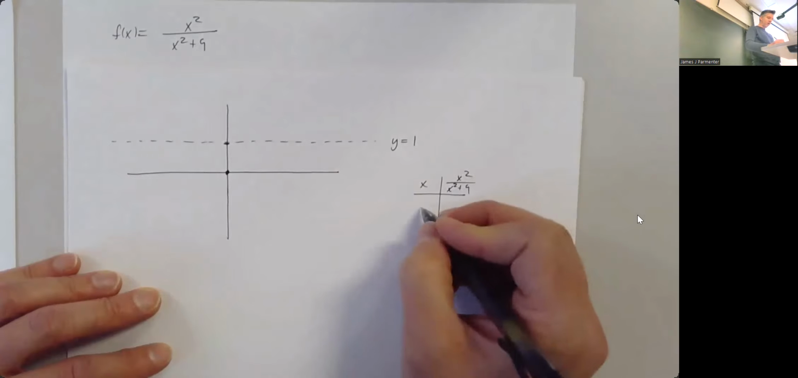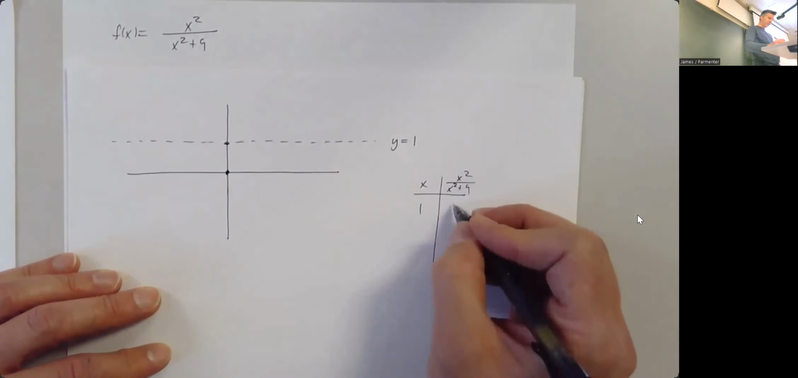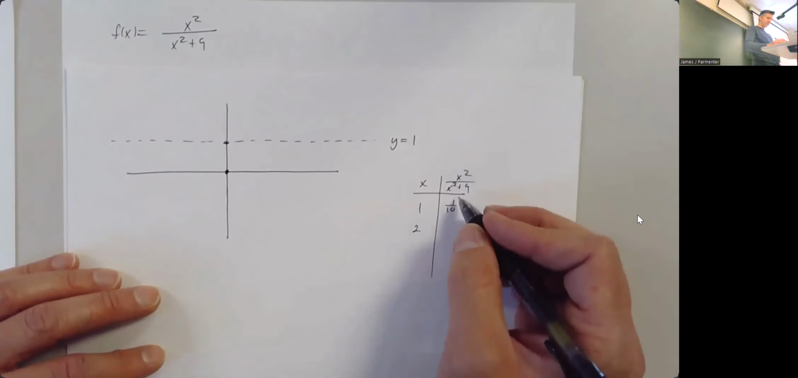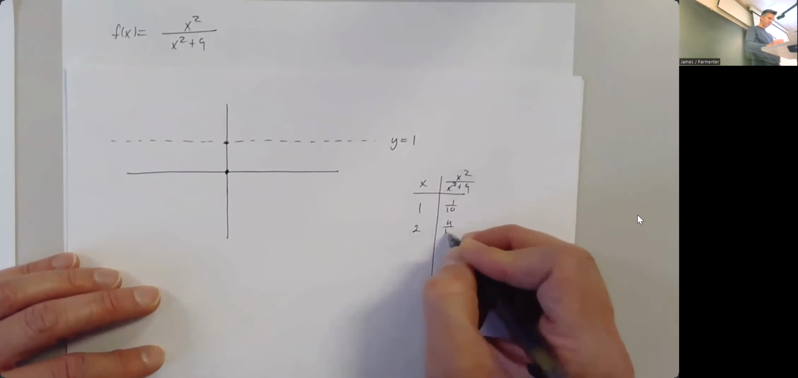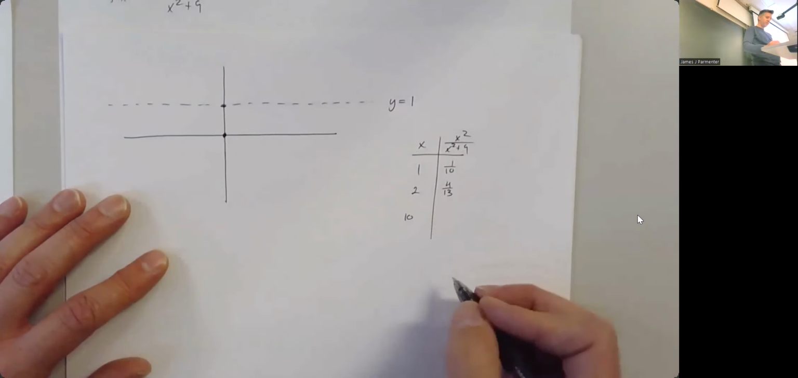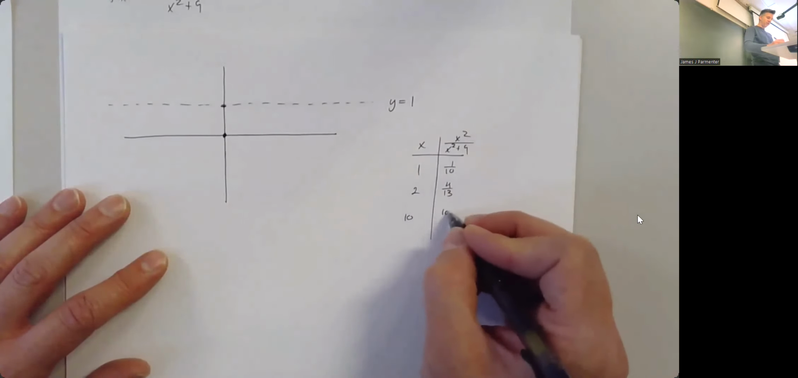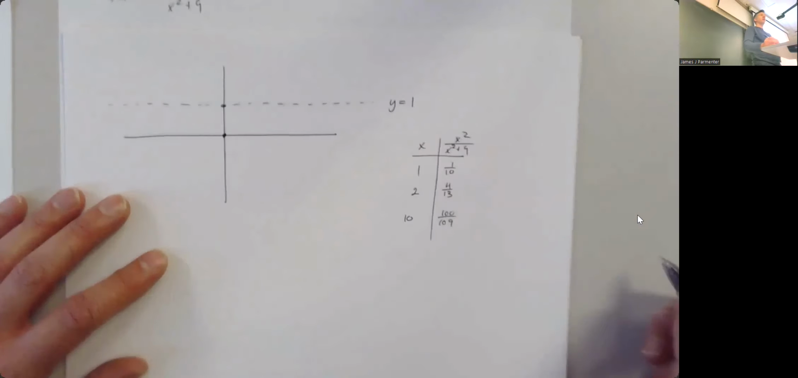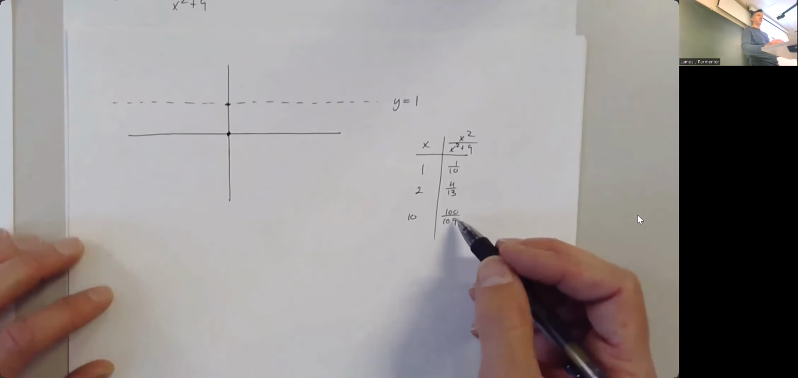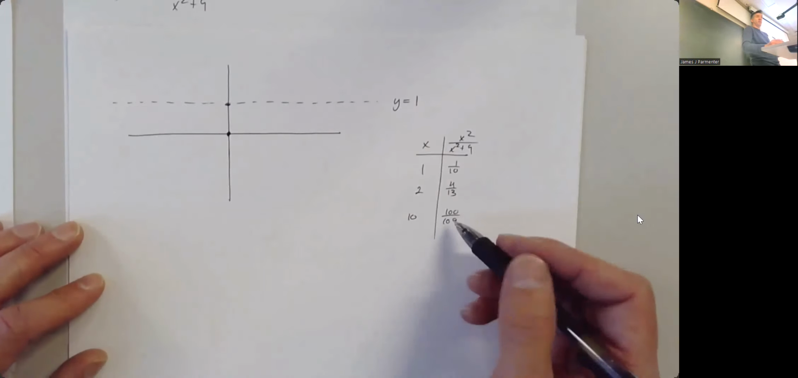If x was equal to 1, my y value is going to be 1/10. If x was equal to 2, my y value is going to be 4/13. I might even go a little bit bigger. If x was equal to like 10, my y value is going to be 100/109. So as we move further and further away, our values do get closer and closer to 1 because our fractions are getting closer and closer to the top and bottom being the same.